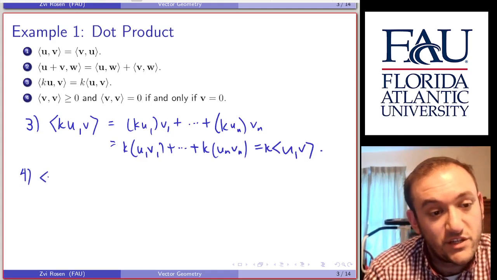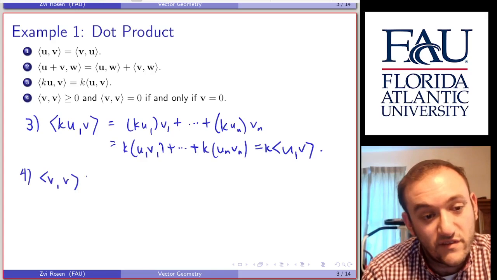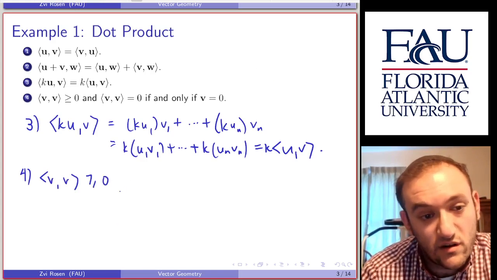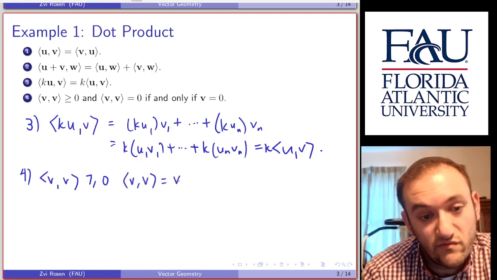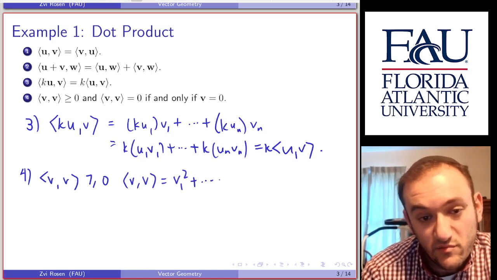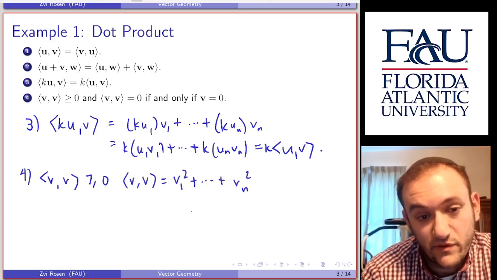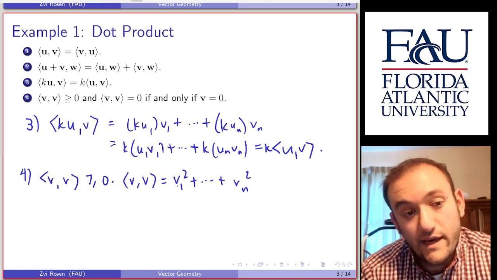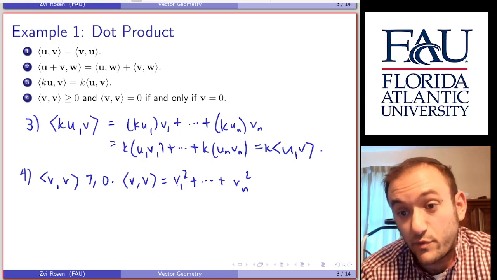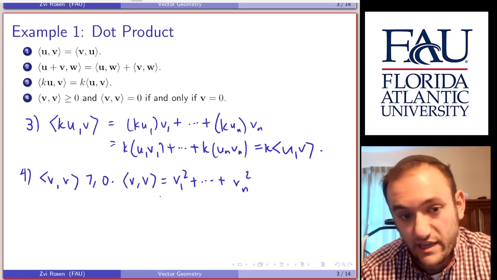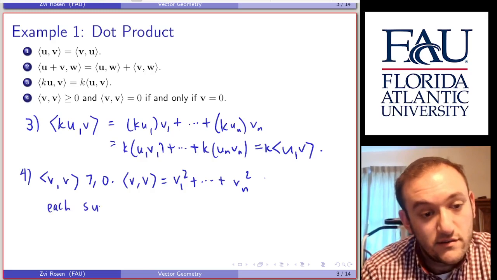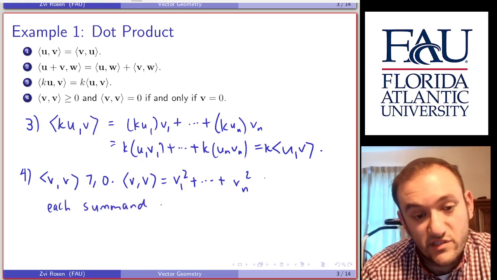Finally, we want to check that the inner product of v with itself is non-negative. Okay, well, that's not so hard, because if we have the dot product, we're taking v1 times v1 is v1 squared plus up to vn squared. Each of these is a square of a real number, so it's non-negative. So each summand is non-negative, so the sum is also non-negative.